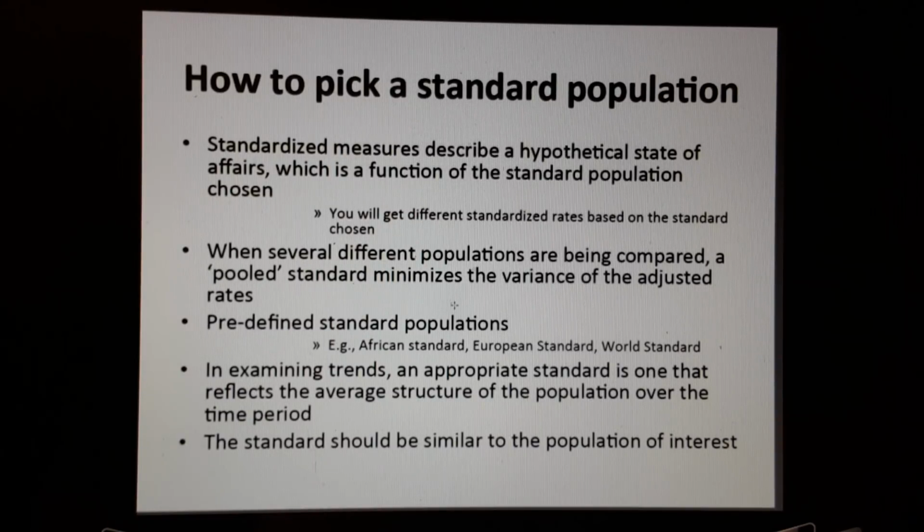When several different populations are being compared, a pooled standard minimizes the variance of the adjusted rates. So basically what you do here is you take the attribute or the confounder distribution in all of the populations and you average them. So this will minimize the variance. You can also use predefined standard populations. So these are things like what I showed you in the previous slide, or the African standard, European standard, or the world standard. These all have very different distributions, so you should look at them before picking them. And in examining trends, an appropriate standard is one that reflects the average structure of the population over the time period, and the standard should be similar to the population of interest.